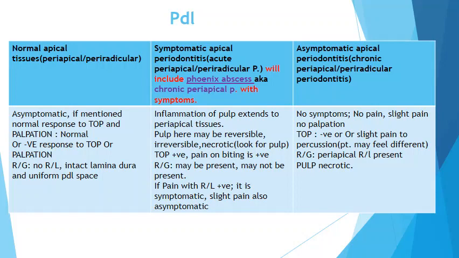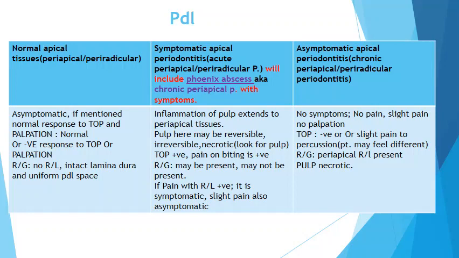Now what is symptomatic apical periodontitis? It is when the inflammation from the pulp extends to the periapical tissue. The reasons can be irrigants, when there is hyperocclusion present, that can be a reason. And if, let's say, the obturating materials are extruding, that can be one of the reasons. What can be the findings? Findings will be moderate to severe pain on biting or percussion.